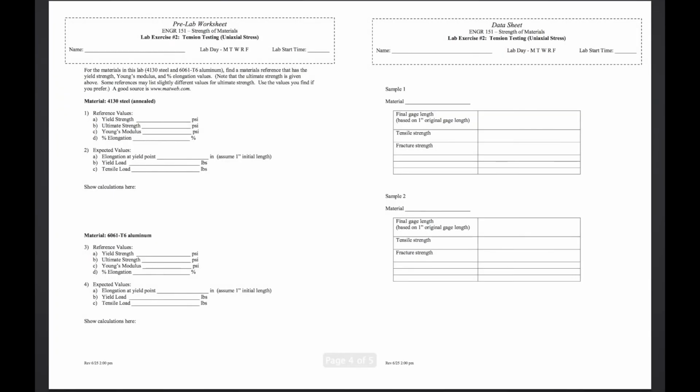The specimen will be pulled until it fails. The data will then be recorded and plotted to develop a stress-strain diagram using equations that define stress and strain as a function of force and deformation. After completion of the lab exercise, you will need to analyze your data by determining and tabulating the percent elongation, modulus of elasticity, yield strength, and ultimate tensile strength.